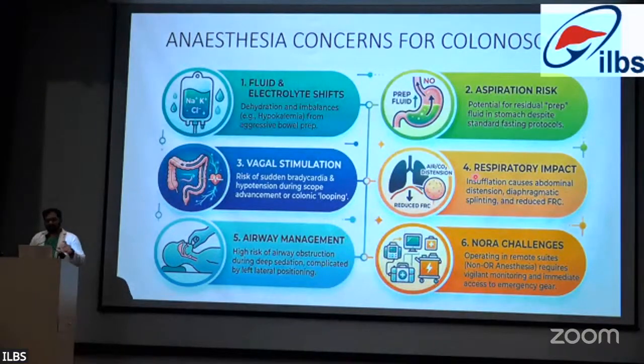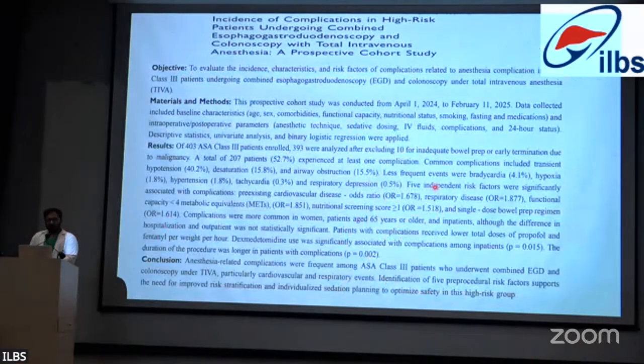Respiratory impact: because of the insufflation of the stomach, there is going to be diaphragmatic splinting and reduced FRC. Airway management: these patients are going to be in the left lateral position, so assessing the airway is going to be difficult. Now, in colonoscopy, the most common complications are going to be hypotension, desaturation, and airway obstruction.